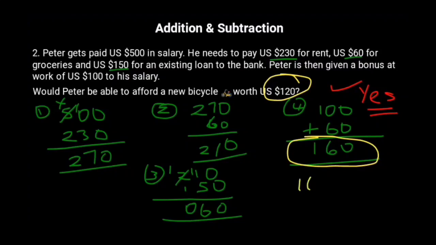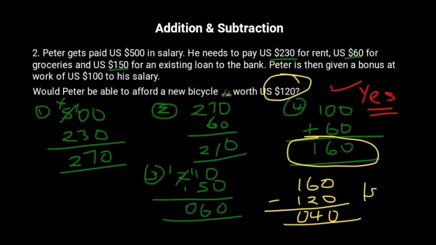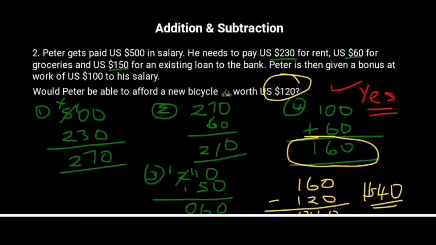And that is pretty much how we work it. And if we're to subtract 120 from 160, we'll have 0 from 0 is 0, 2 from 6 is 4, and 1 from 1 is 0, 40. That means Peter will have extra $40 remaining after he's spent all of this money on rent, groceries, loan, and he's also purchased a new bicycle.